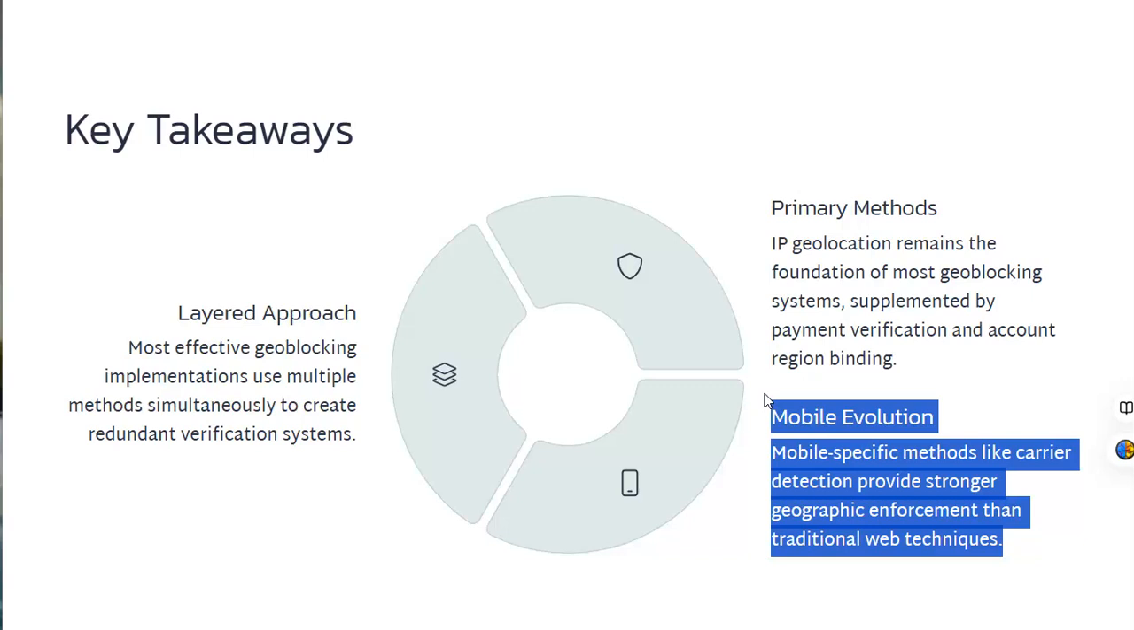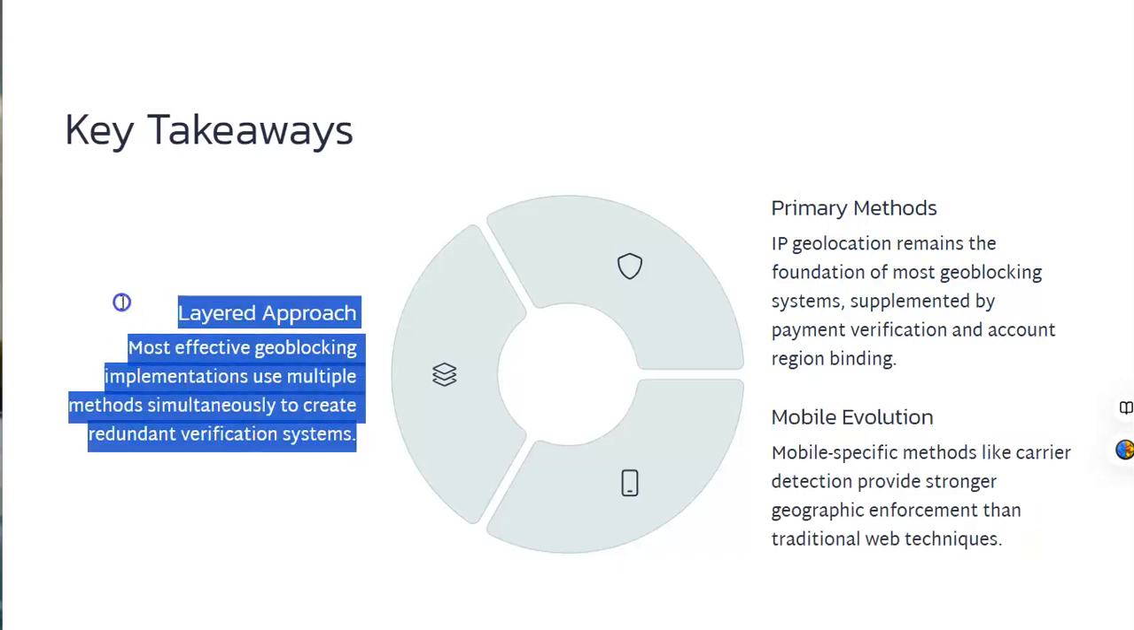Mobile evolution, this is something we have to watch. How easy is it going to be to pass geo-blocking in the future? Because there's so much information on our mobile devices, I'm not sure. Will VPN be enough? I suspect probably not in the long run. So really, a layered approach is what people use now. Most effective geo-blocking implementations will usually implement both IP geolocation and payment verification, which is really the one that most use, and it's quite effective.